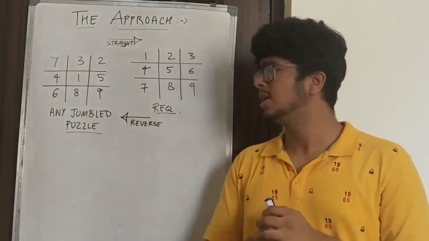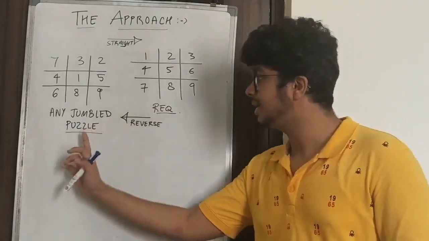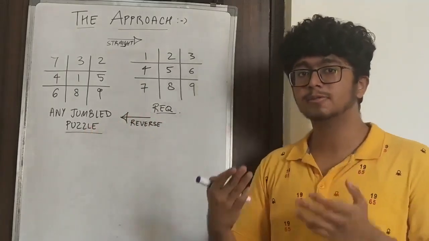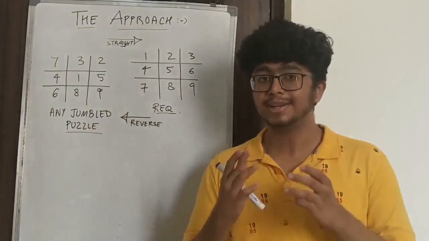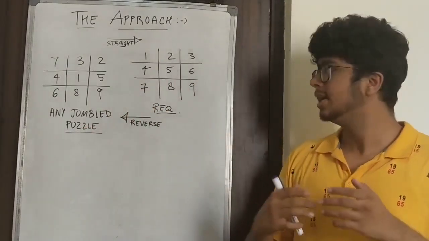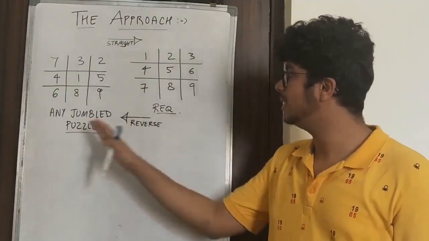Now why am I saying this? The reason is, the number of steps required to change the required puzzle to any jumbled puzzle is the same as the number of steps required to change from this particular puzzle to the required puzzle. That is what you need to remember. So basically, it doesn't matter if I am transforming this puzzle into the jumbled one or the jumbled into the required.